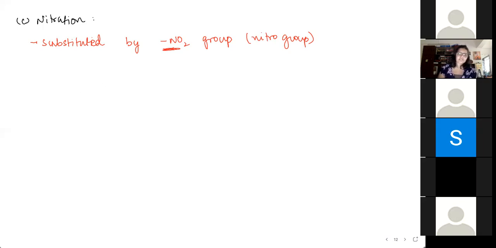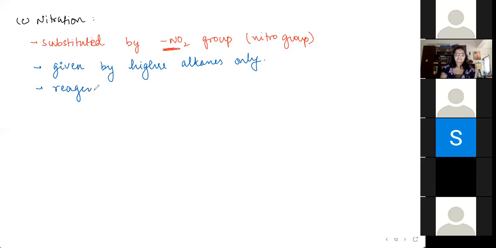This also, just like sulfonation, is given by higher alkanes only. And the reagent is going to be concentrated nitric acid. So for sulfonation you have sulfuric acid, fuming oleum, sulfuric acid plus SO3. For nitration you have concentrated nitric acid.